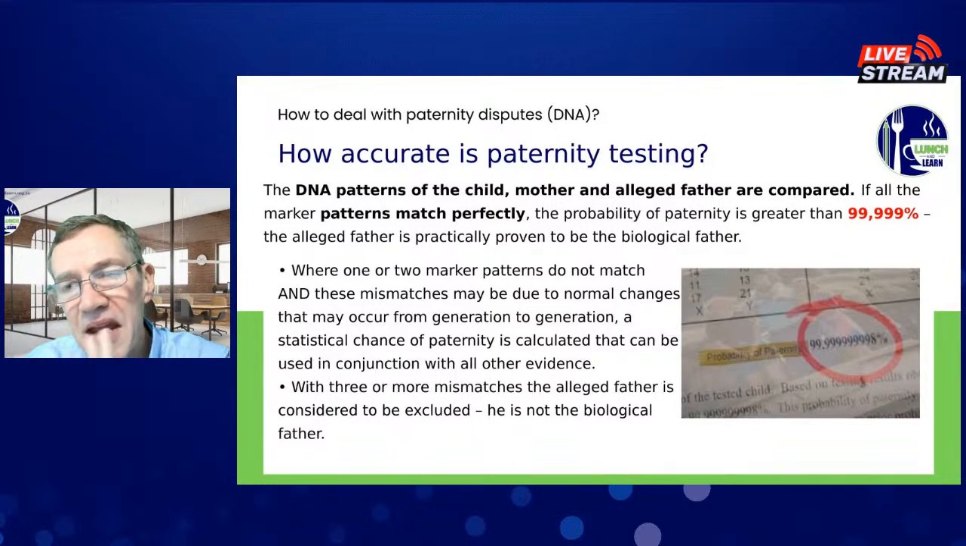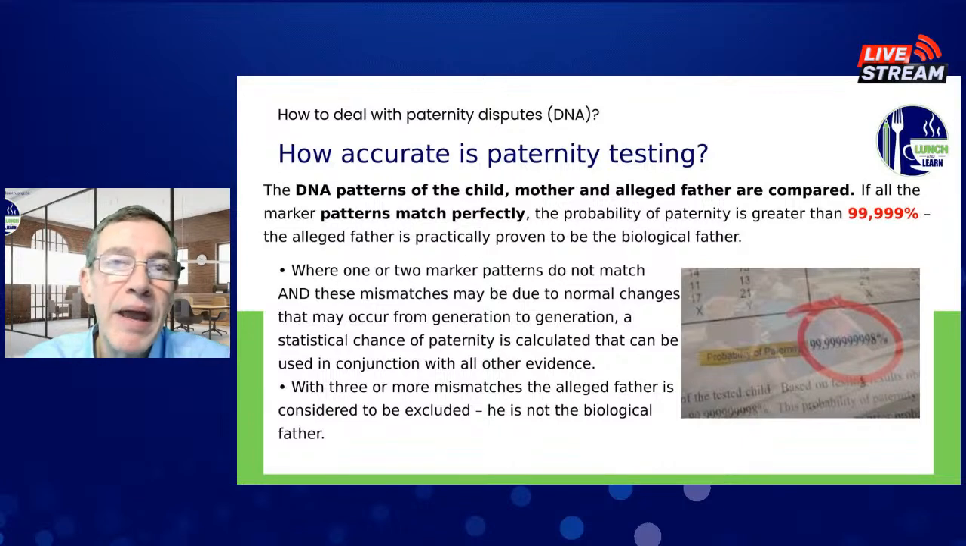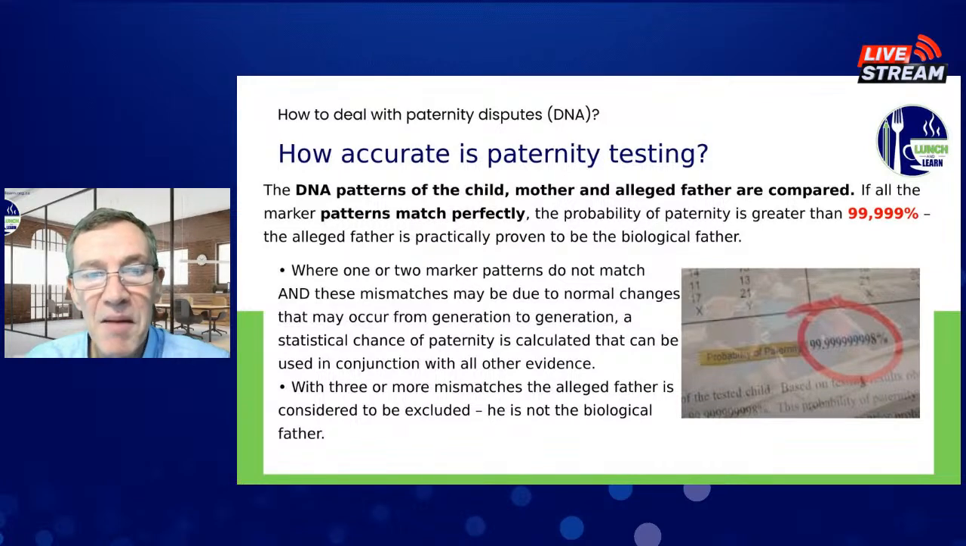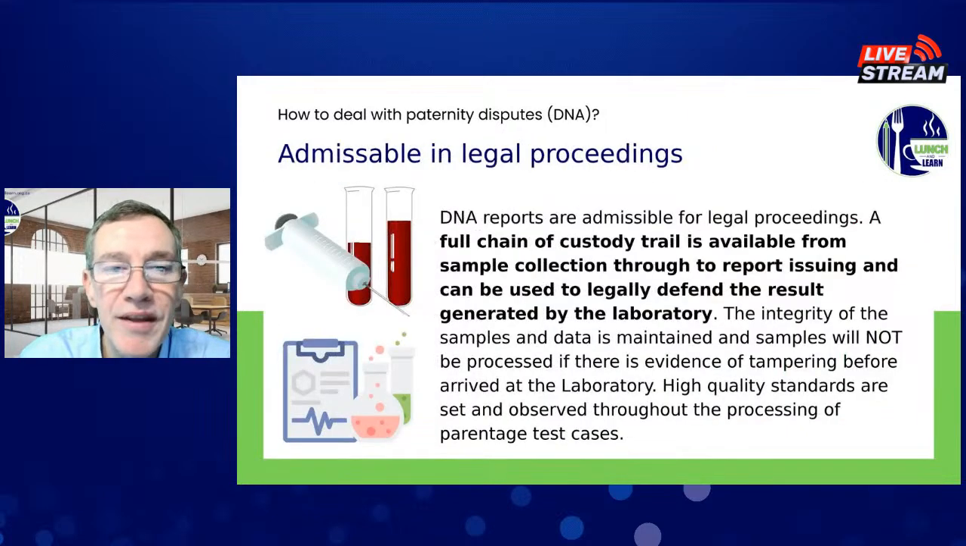It has sometimes happened that one or two of these markers do not match 100%, and that might be due to normal changes that may occur from generation to generation, or in the case where a person is exposed to long-term radiation. Then, because it's not a 100% match and there's only one or two markers, the lab would evaluate and give a statistical chance of paternity, and that is calculated in conjunction with all the other evidence. If there are three or more mismatches in the markers between the patterns of the child, the mother, and the alleged father, then that father is totally excluded as the father.